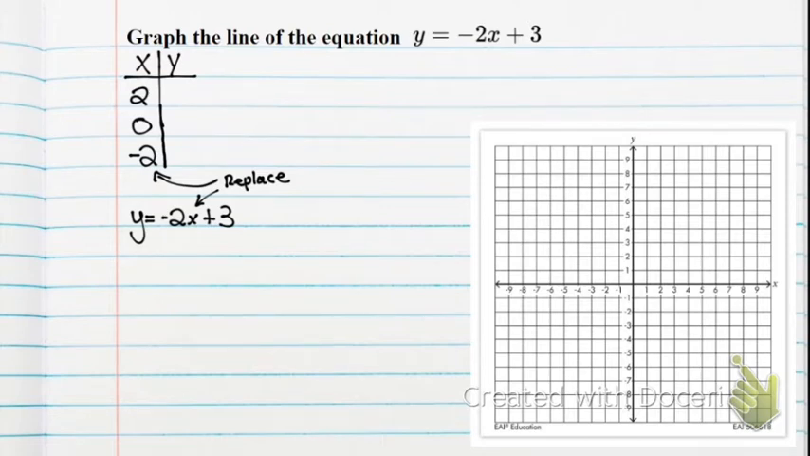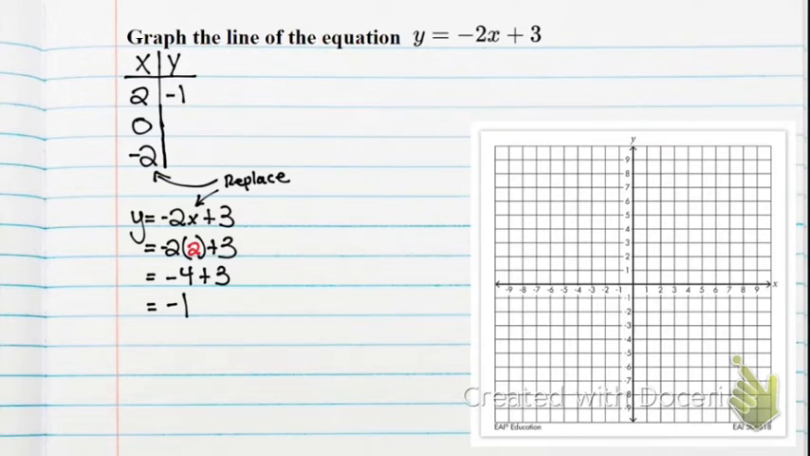So for the first one, I'm going to keep the -2. Instead of putting x there, I'm going to replace that with my first value of x, which was +2. And then I'm going to bring down my +3. So -2 times +2 is -4. And then I can bring down my +3. And then -4 plus 3 equals -1. Okay, so that's the first one. So for +2, the y value is -1.